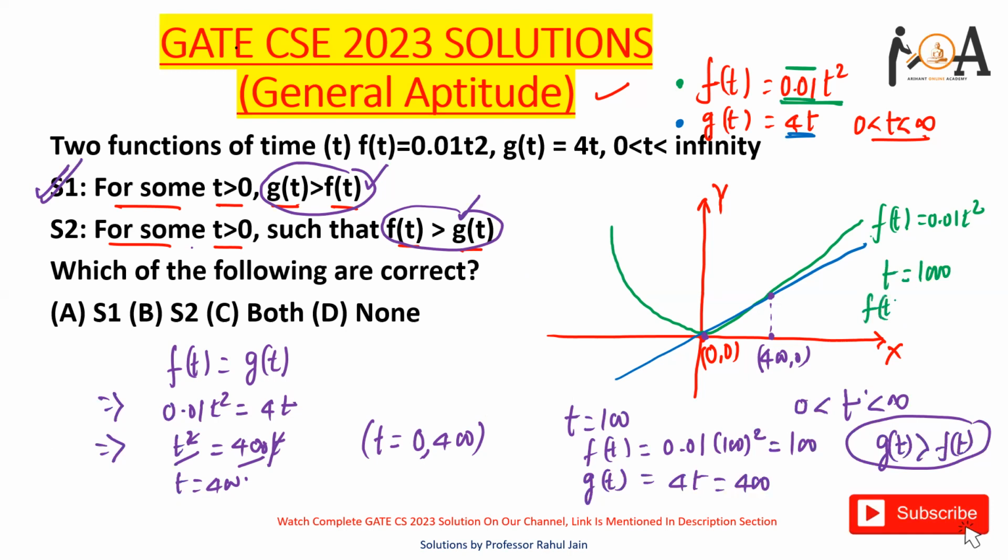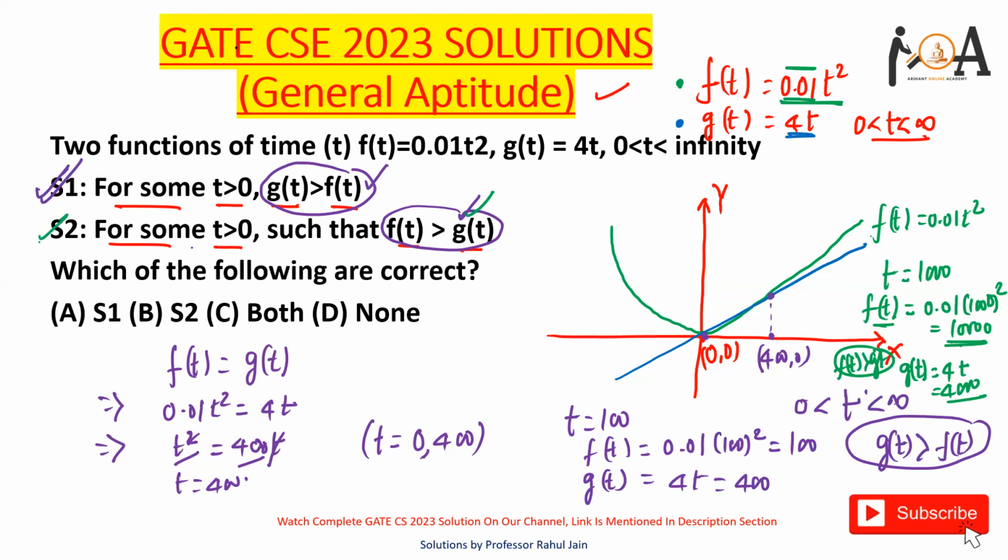If I put 1000 on t, f(t) is 0.01 times 1000 square, so it becomes 10,000. And if I calculate g(t), it is 4t, that is 4,000. At this time, what you can say is that f(t), that is 10,000, is greater. So here f(t) is greater than g(t), as in statement 2.